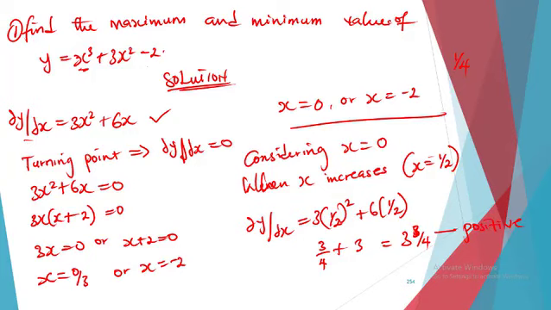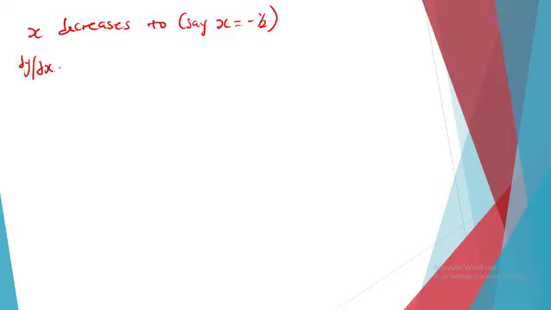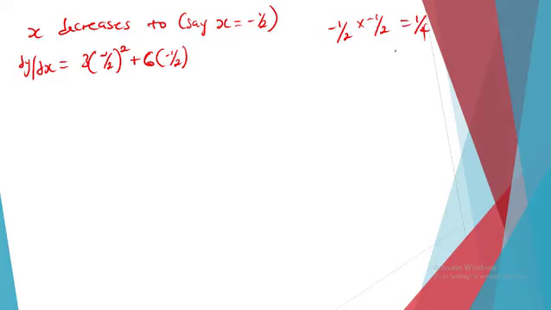Now at the point where x decreases, if x decreases from 0 to minus half, let's go back to the next page. If x decreases to x equal to minus 1 over 2, our dy over dx would be 3 into minus 1 over 2 squared plus 6 into minus 1 over 2. Minus 1 over 2 times minus 1 over 2 gives 1 over 4, and 1 over 4 times 3 is 3 over 4, plus minus 1 over 2 times 6 will give us minus 3.